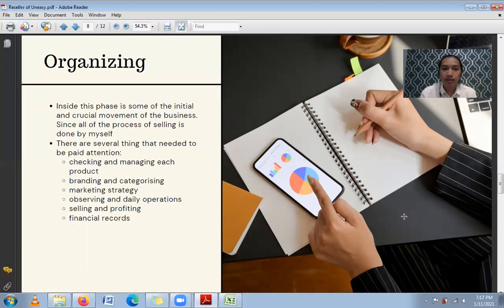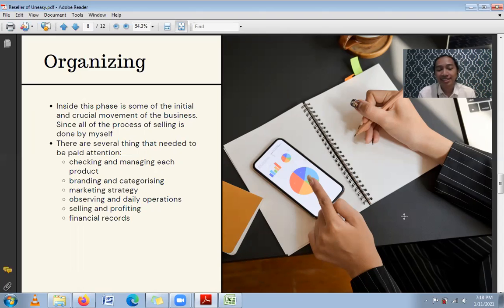Even though I'm working alone, the organizing skill itself is very crucial because we need to execute some of the plans. And there are several things that need to be paid attention to, such as checking and managing each product. It is important because we need to know what kind of products we're dealing with, and then we know how the conditions are.